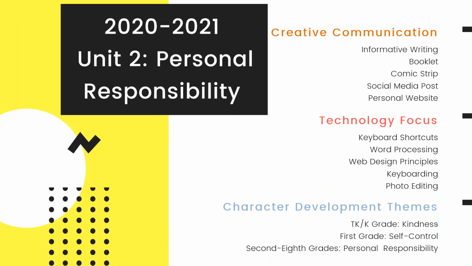That's our Unit 1. Our Unit 2 moves into talking about personal responsibility. How are you responsible for yourself? We're doing that through creative communication, informative writing. Students will make booklets, comic strips, social media posts, personal website. Technology focus, we're going to teach our students about keyboard shortcuts, web design principles. And we're also going to have the character development themes: for TK and kindergarten it is kindness, 1st grade is self-control, and 2nd through 8th grade is personal responsibility.